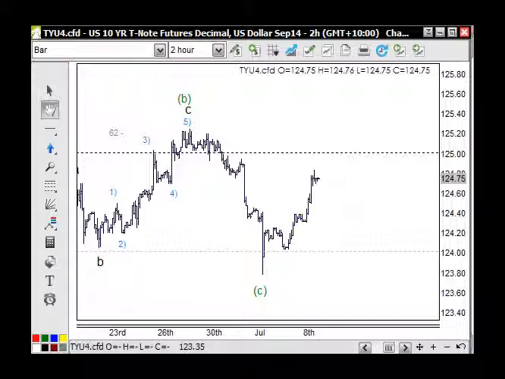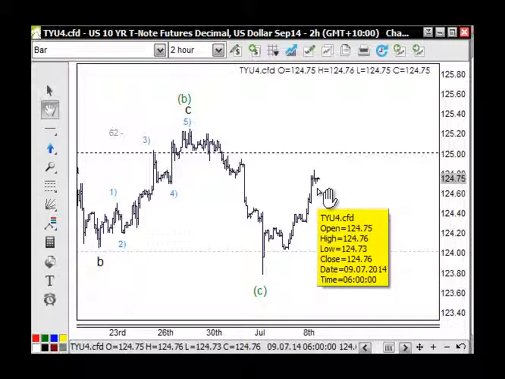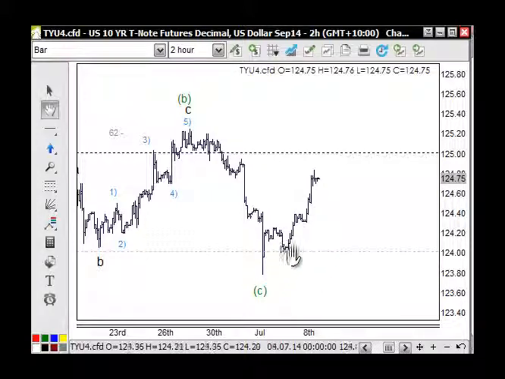Here we're looking at the indices, starting with the US 10-year notes. We were looking for a retracement level back up into the 124.70 area, which was the 61.8 retracement level, but I can see from this particular structure that we've got more to go, so we'd be looking at finishing this particular structure here.